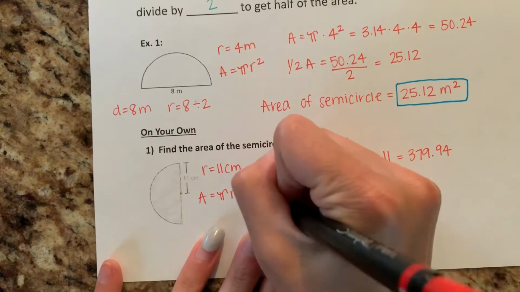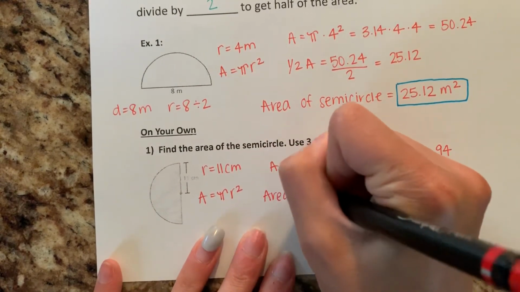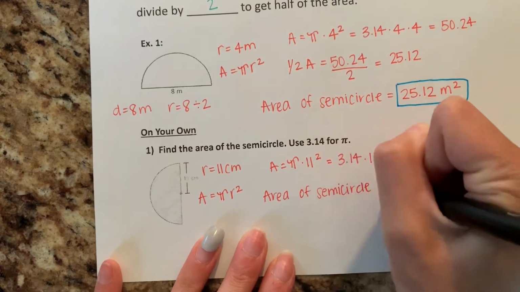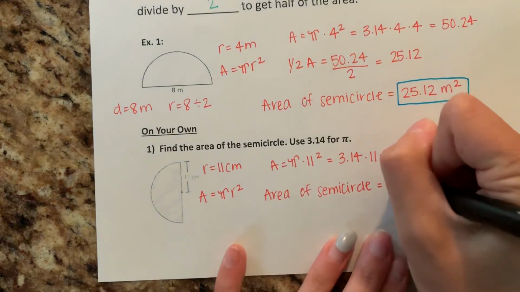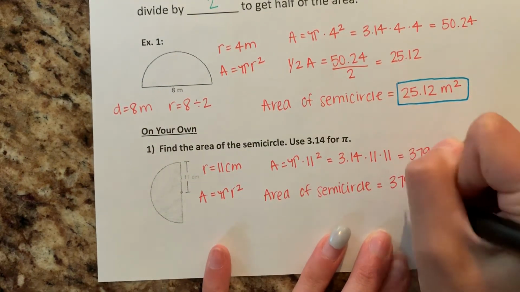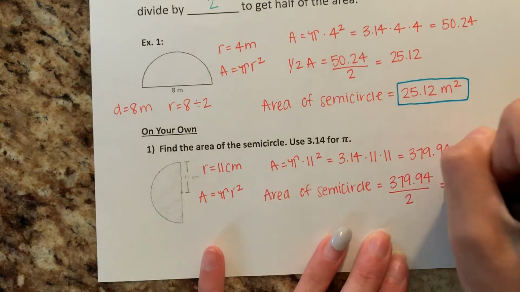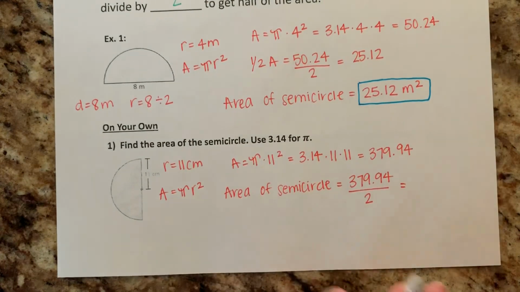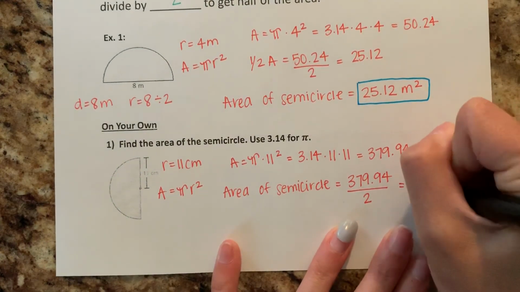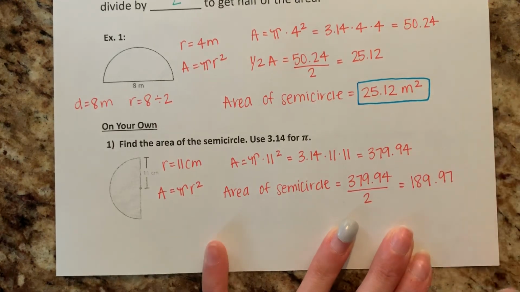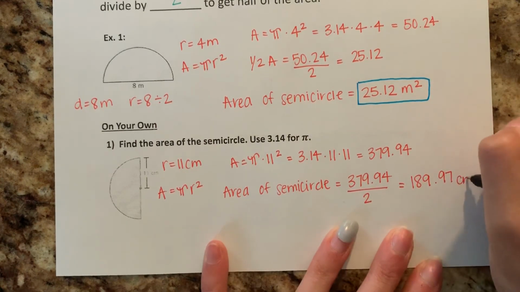So the area of the semicircle is half the area. So we take our full area, 379.94, and divide it by 2. So we can type that in our calculator, 379.94 divided by 2, and we get that the area of the semicircle is 189.97. We want our unit, centimeters squared.